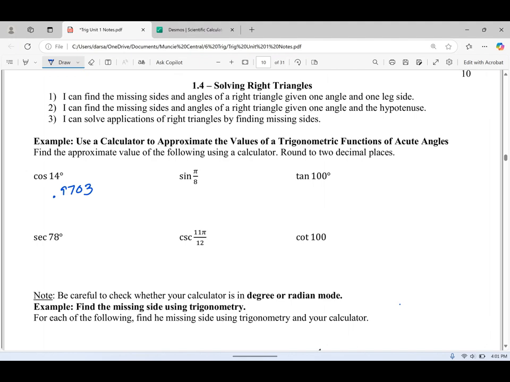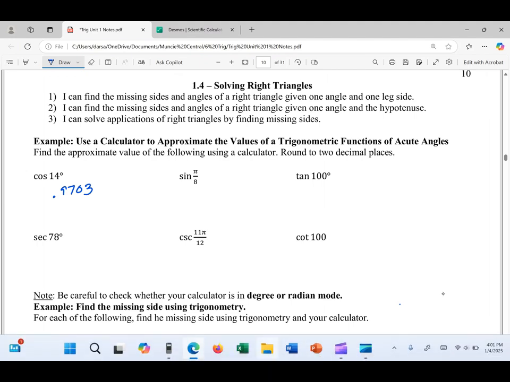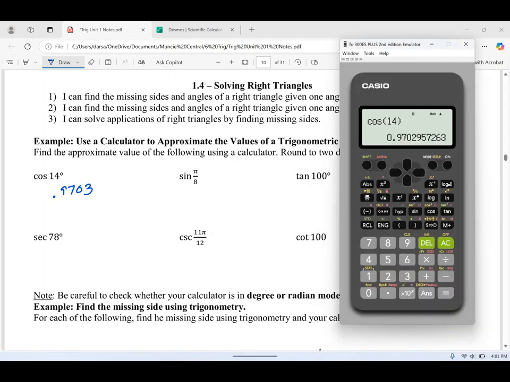All right, let's try another one. Let's try to find the sine of pi over 8. To do that, we're going to go into our calculator and notice pi over 8 does not have a degree symbol on it. That means it is in radians. So again, we want to switch our mode. We're going to hit shift and setup, and we're going to switch to radian mode by hitting the number 3.